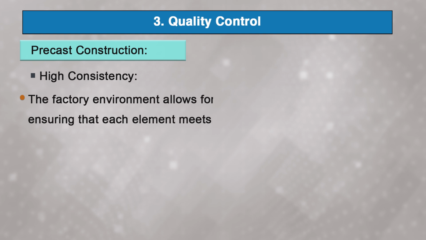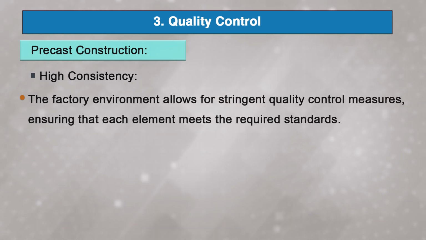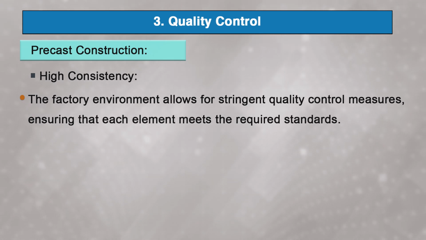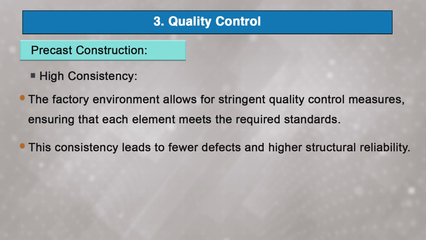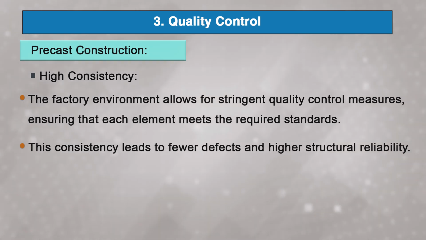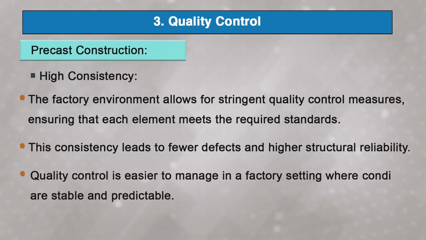extending the construction period. Next is the quality control. In precast construction, there is high consistency. The factory environment allows for stringent quality control measures, ensuring that each element meets the required standard. This consistency leads to fewer defects and higher structural reliability. Quality control is easier to manage in a factory setting where conditions are stable and predictable.